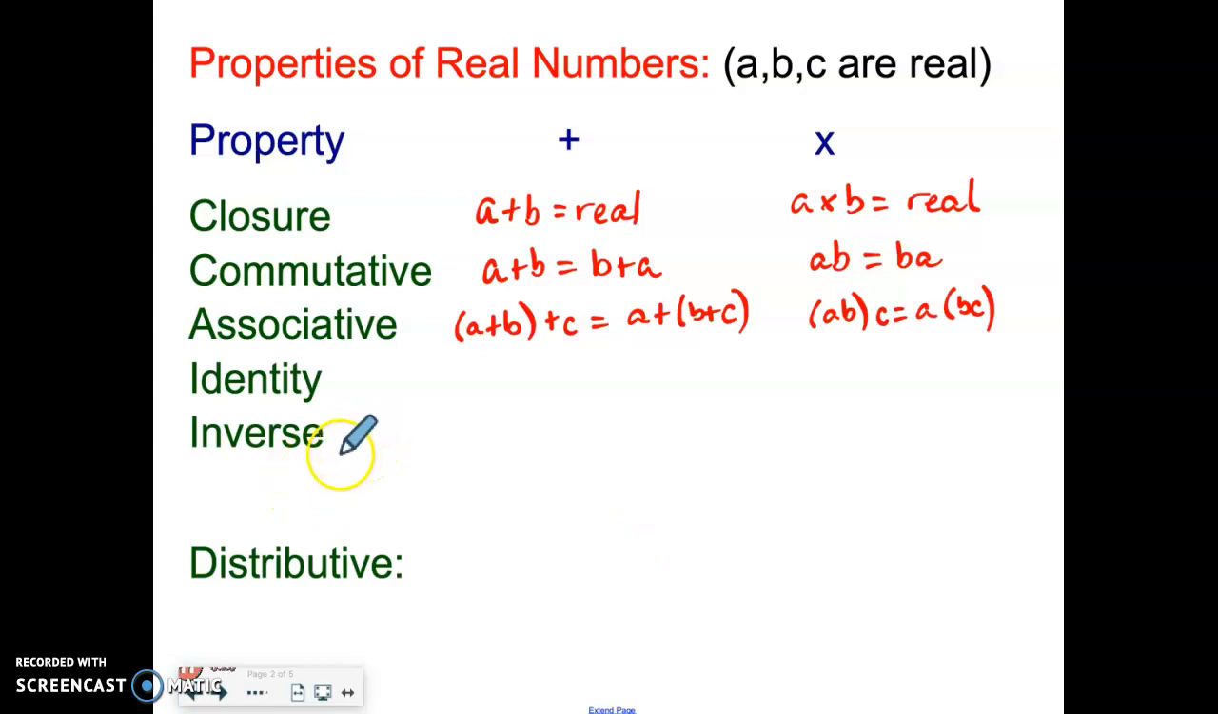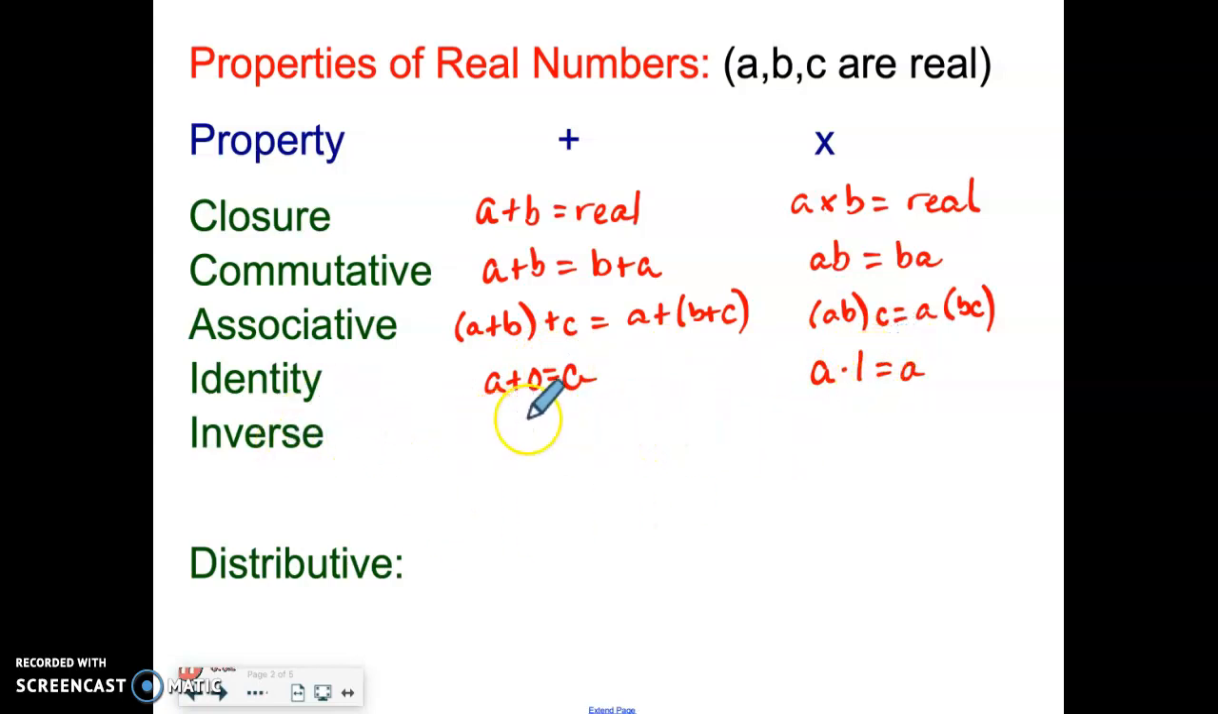The identity property. Identity, you're not changing the identity. You're not changing the value. So for adding, the number that we can add to anything and not change its value is 0. So here we would have A plus 0 is equal to A still. That is the identity property of addition. And the identity property for multiplication is 1. 1 is the one number that we can multiply by anything and still not change its value. So these numbers, 0 and 1, 0 we call the additive identity, and 1 we would call the multiplicative identity.